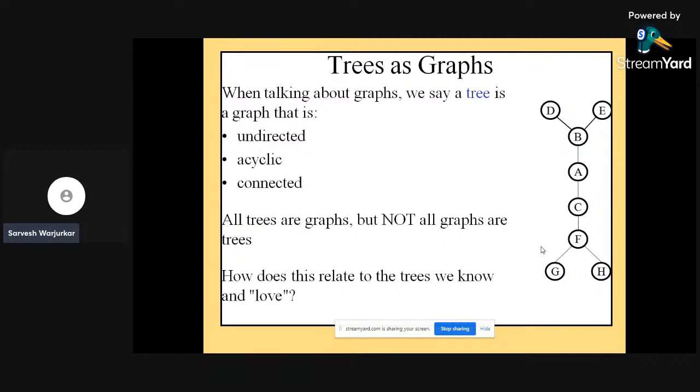When talking about graphs, we say that a tree is a graph. A tree is also a graph, as in the given diagram. If you look critically, it seems like a tree where D and E have one child, B has another child, A has children, C has children, and F again has two children, G and H. In terms of tree, it is very fine. But in terms of graph, it is an undirected acyclic graph where the nodes are connected.